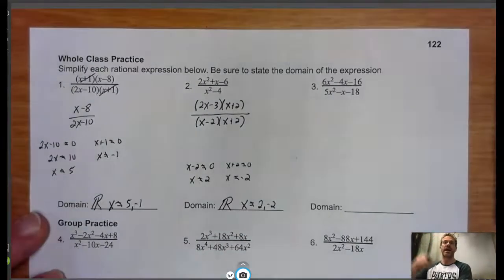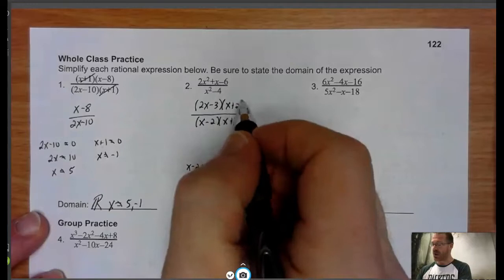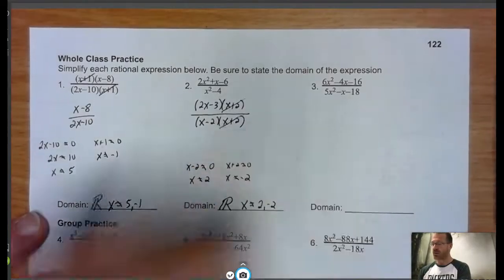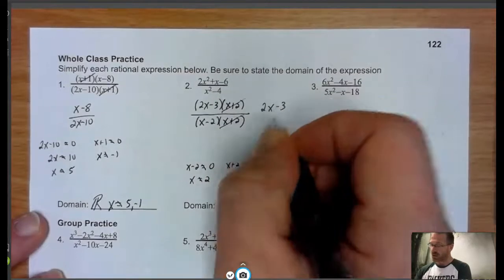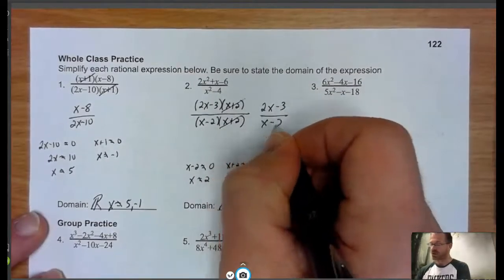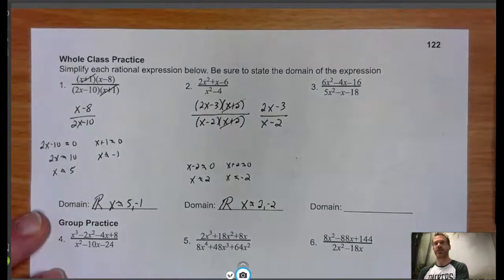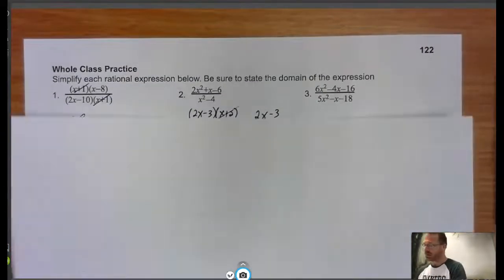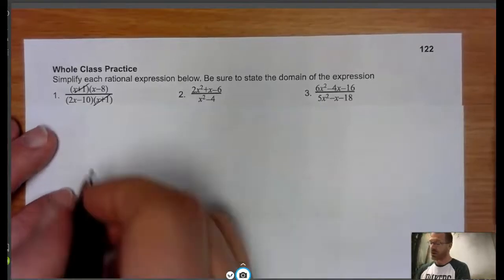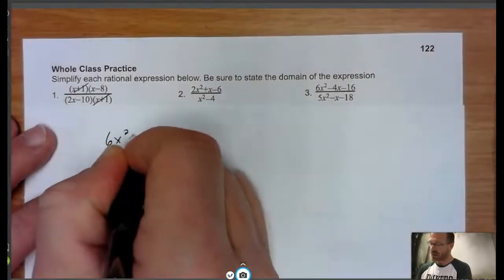Now I can go back and simplify, and notice x plus 2 divided by x plus 2 is 1, which means our simplified version here is 2x minus 3 over x minus 2. All right, let's do one more together here. Let's go to, and I'm going to have 6x squared minus 4x minus 16.